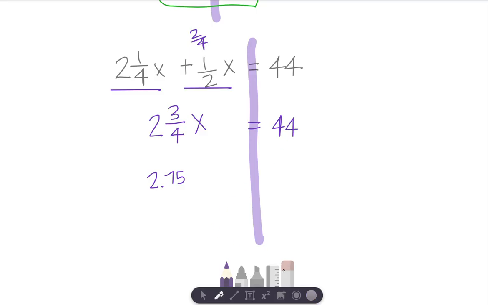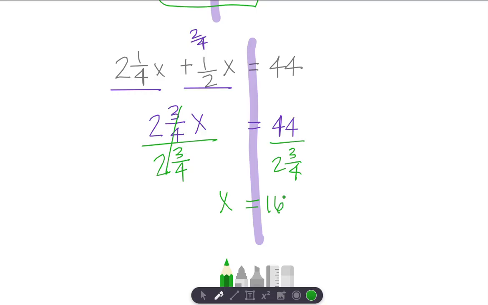Okay, again, I'm going to erase this for now. Fractions are not the worst, especially when we have calculators. So this means 2 and 3/4 times x equals 44. I'm just going to use my calculator and divide. Okay, so 44 divided by 2 and 3/4. Thanks to my calculator, I now know that that is x equals 16.